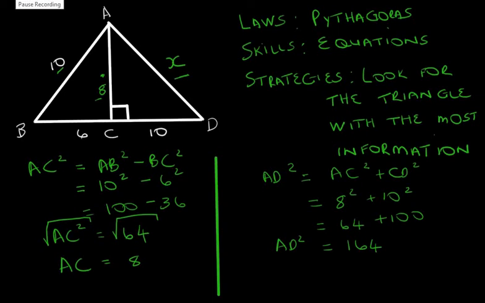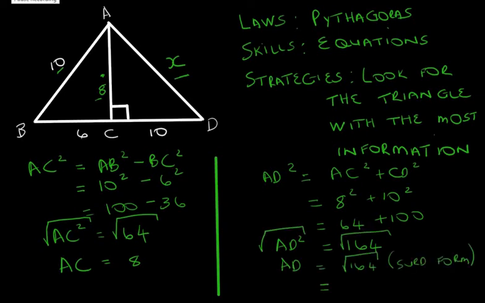Now we must remember that we need to square root both sides. Now 164 is not a perfect square. So if your teacher is happy for you to leave your answer in surd form, then this is what surd form looks like. However, if your teacher would like for you to continue and give your answer in decimal form, you would have to write it out like this. So your answer then would be 12,81.